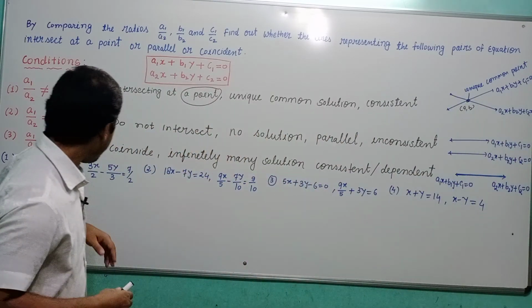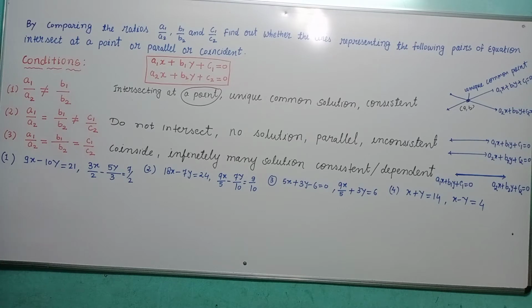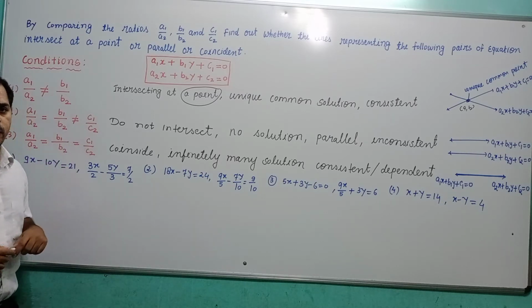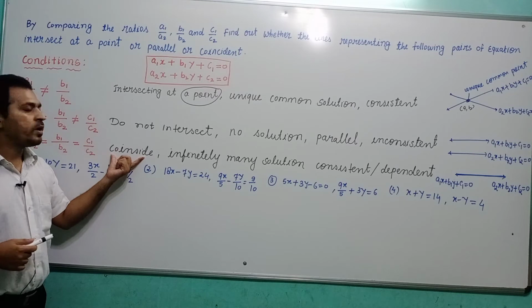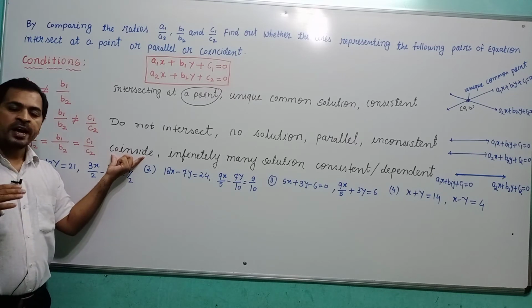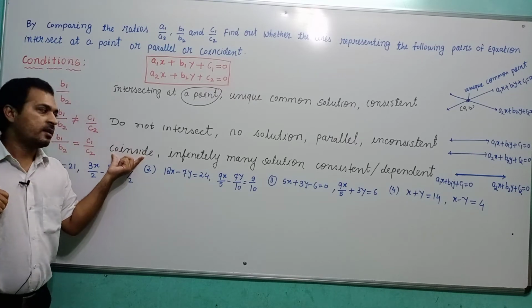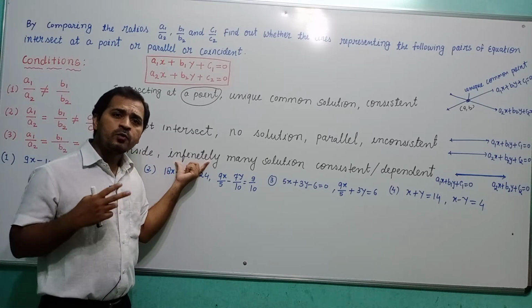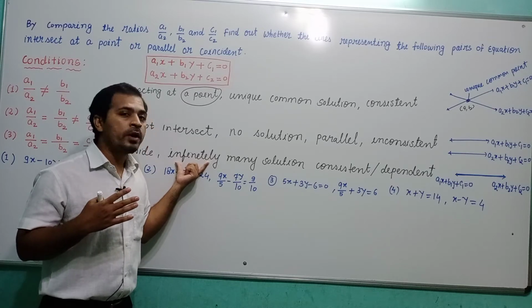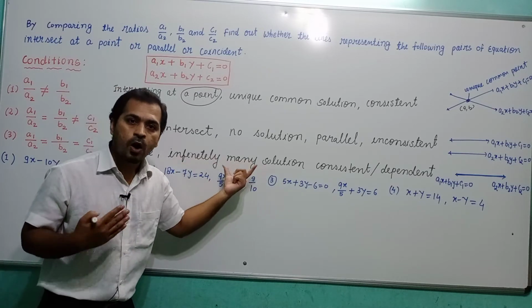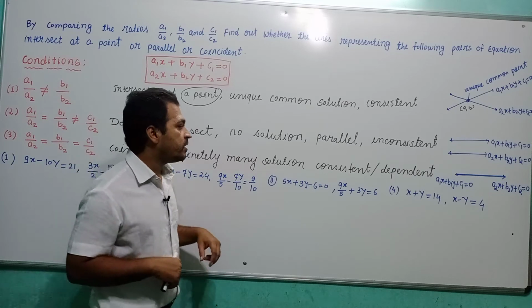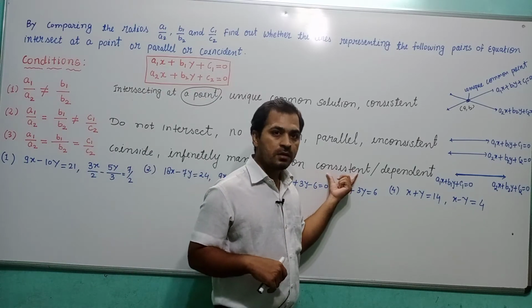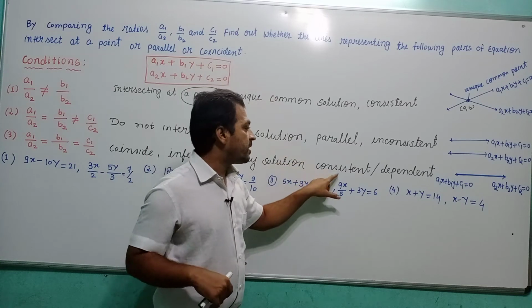Okay, now moving to the third condition. The third condition says that if a1 by a2 is equal to b1 by b2 is equal to c1 by c2, it means the lines will coincide. One line will overlap the other line, so the points of the lines will be the same, and you are going to get infinitely many solutions. It means that pair of linear equations will be consistent.